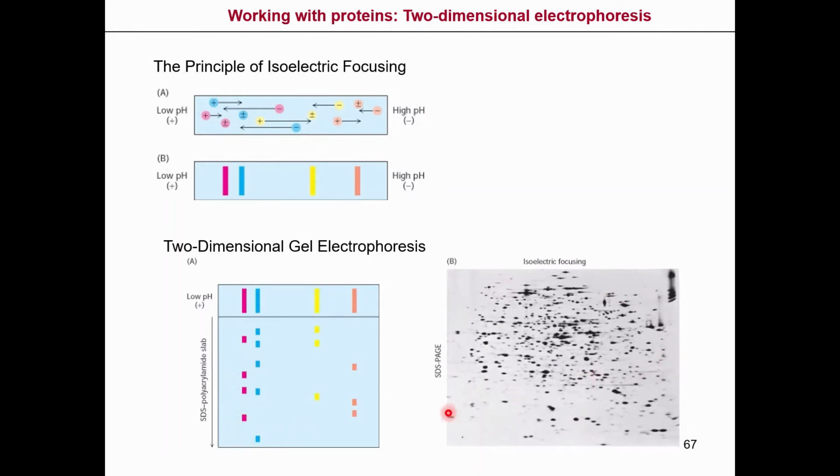Okay, so here you have an example of what we have. We don't know what proteins are in this cell. We make isoelectric focusing and SDS-PAGE, and we have a lot of spots. After that, to know which spot corresponds to which protein, we have to identify each spot.